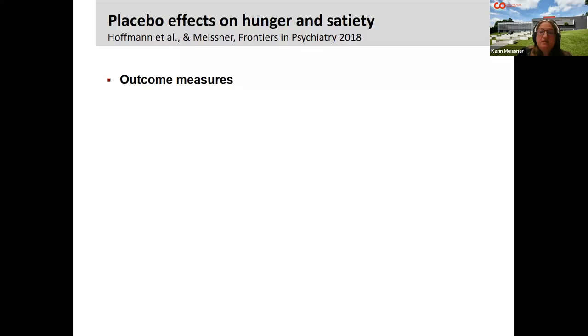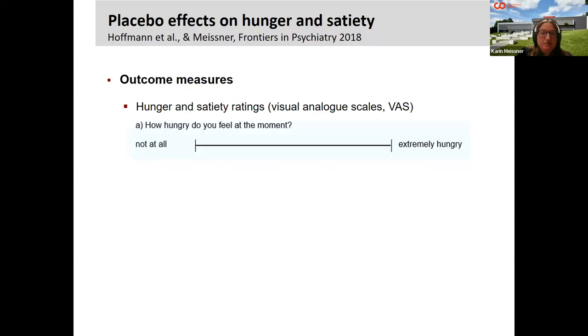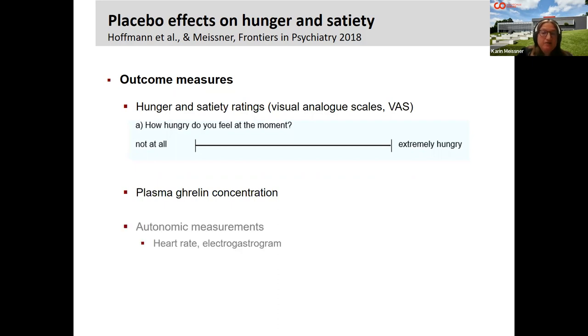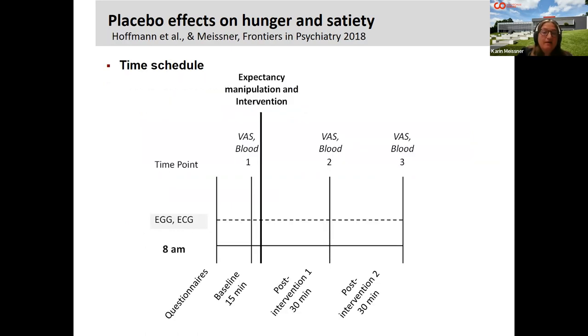And let's look at the outcome measures. We tested hunger and satiety using visual analog scales, and we also measured plasma ghrelin concentration and also did some autonomic measurements, but I will not show the results here. There were no group differences. And the experiment was performed in the morning in the hunger state and lasted about 1.5 hours.